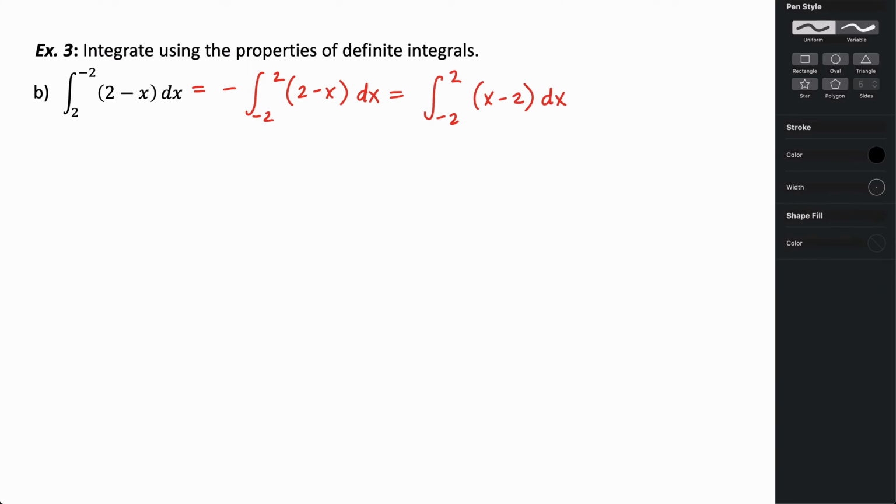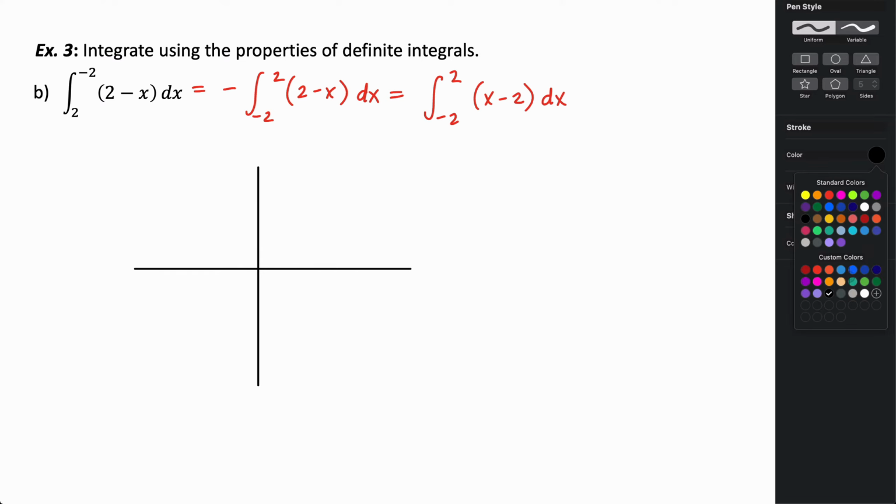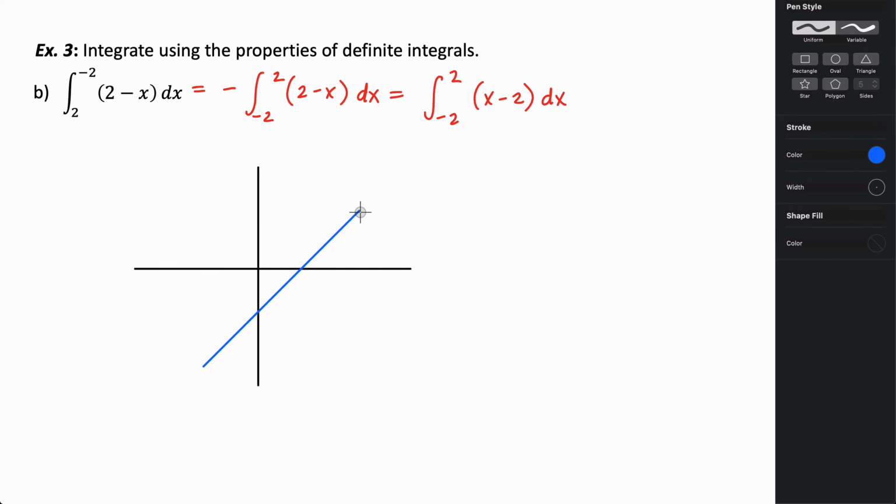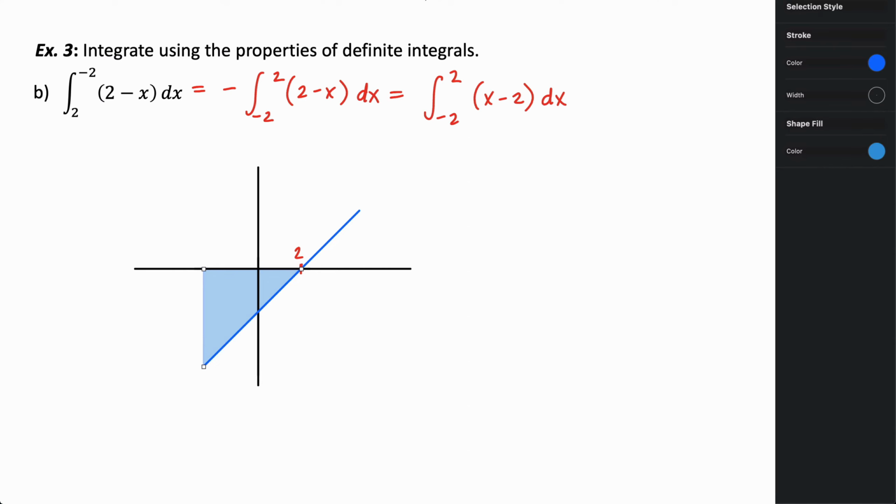Okay, so if we want to find this area, we can just draw our equation here. So let's go ahead and draw some axes and graph this line. It has a y-intercept of negative 2. It has a slope of 1. So it's going to look something like this here. Right, so this is our line. And we are trying to calculate the area under the curve going from negative 2 here, so over here at negative 2, up to positive 2 here. So this is the area that we're trying to figure out.